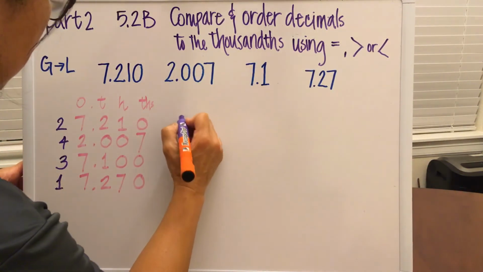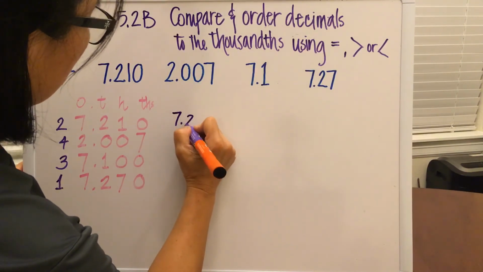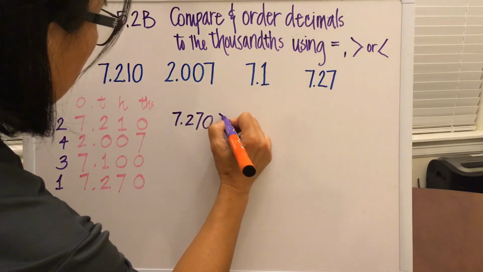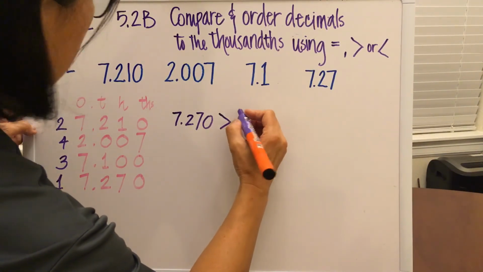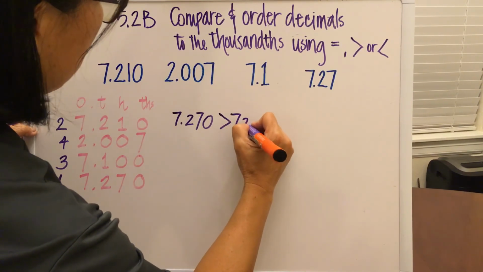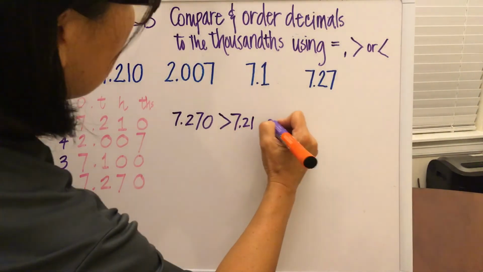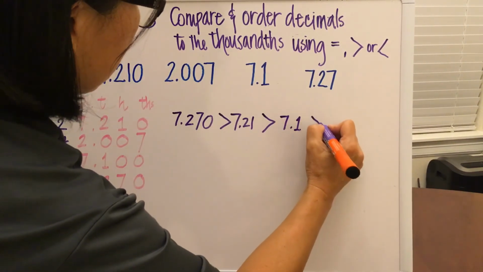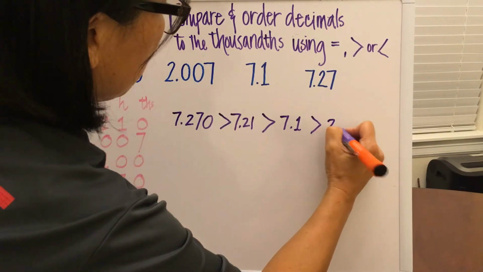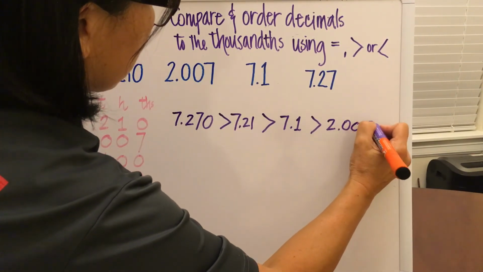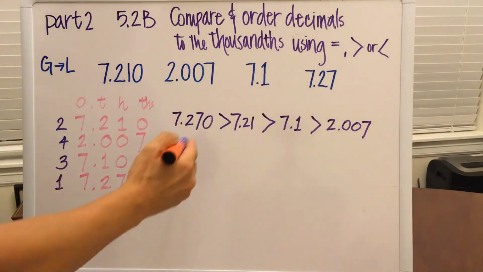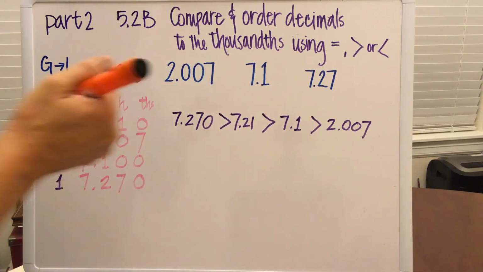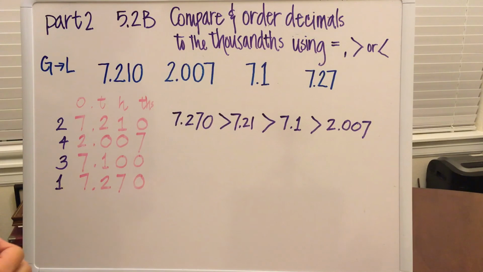If I am going from the greatest number, 7 and 270 thousandths is greater than 7 and 21 hundredths, and it's greater than 7 and 1 tenth, and it's also greater than 2 and 7 thousandths. So we basically listed from greatest, 1, 2, 3, 4, that way. And when you do it this way, you can easily see from least to greatest. Just flip the order. You would have done both.